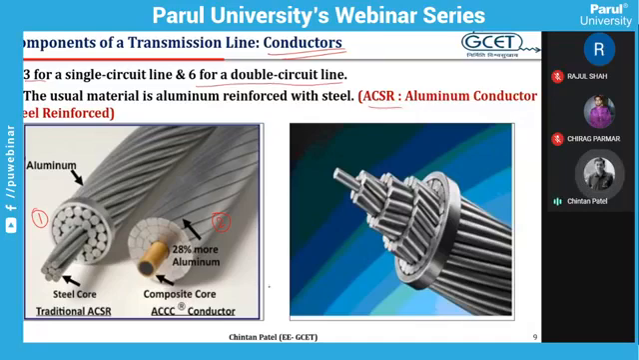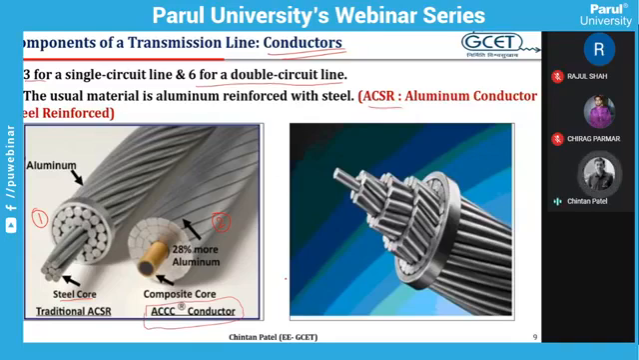Type 1 conductor is traditionally used ACSR, aluminum conductor steel reinforced, in which the inner is the steel core, which is used to increase the mechanical strength, and outer strands are circular cross-sectional area of aluminum material. They are used to carry the power or current. In the figure 2 or picture 2, there is a new conductor which is called ACCC.